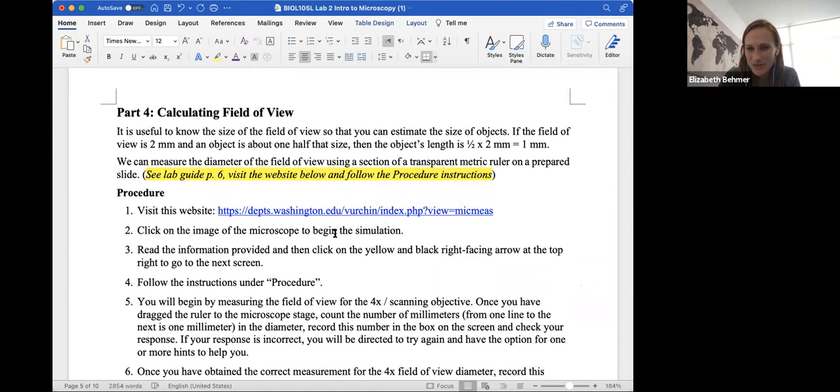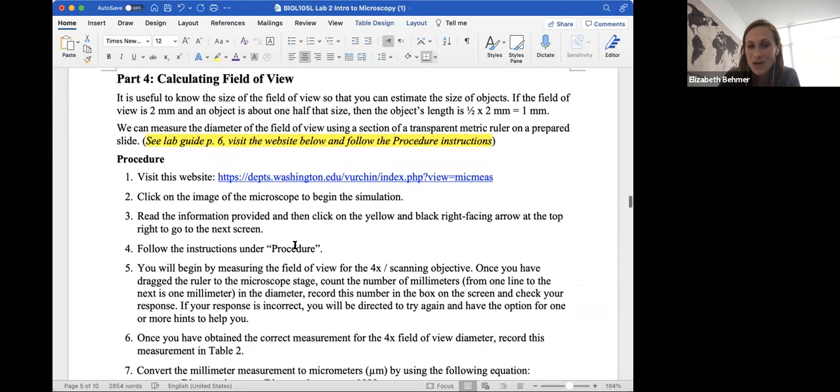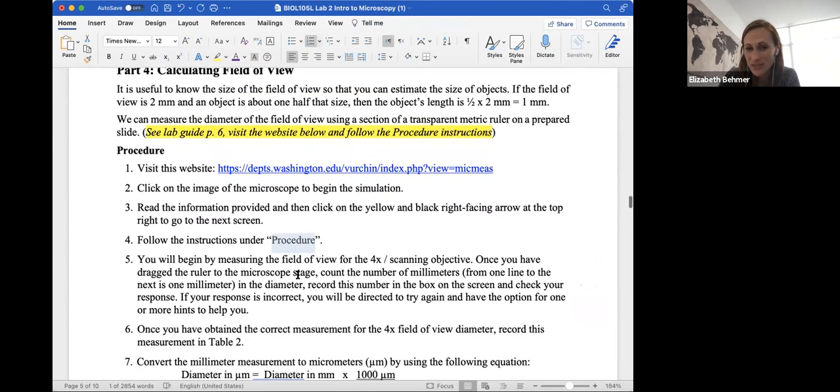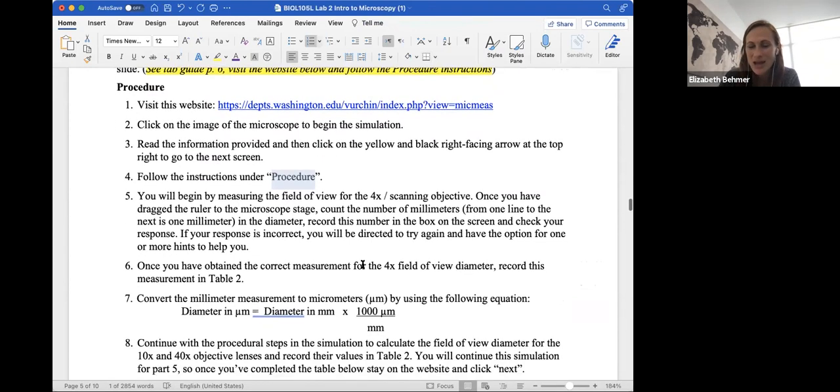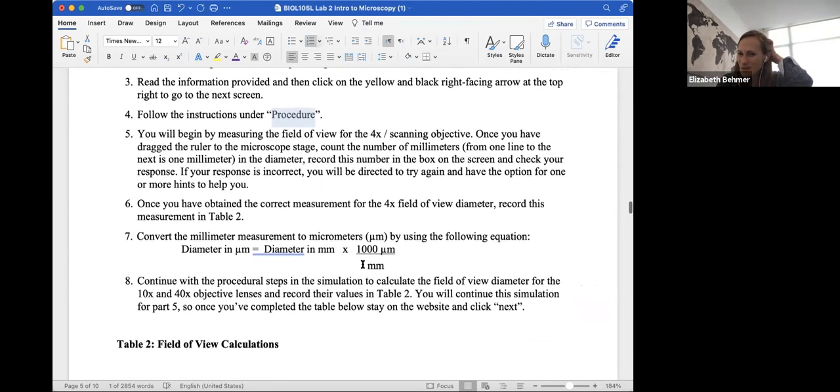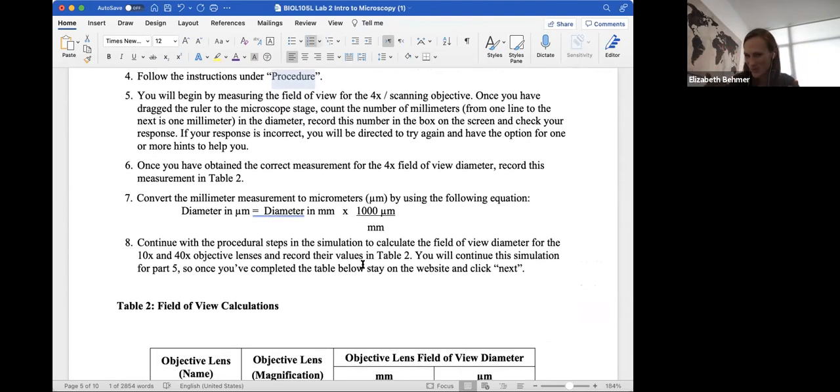You'll click on the image of the microscope to begin the simulation. You'll read the information provided. You'll follow the instructions under the procedure. You'll measure the field of view, and you can convert it into millimeters, and it takes you through this. So I'm going to let you work through this on your own.